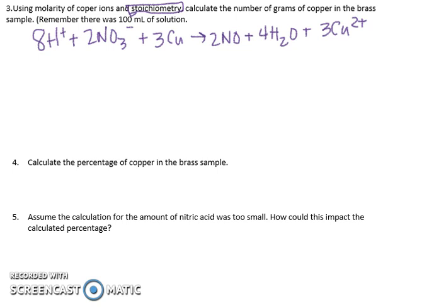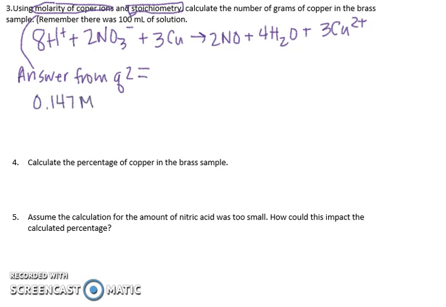It says using the molarity of copper ions. Okay, the molarity of copper ions they're talking about is your answer from question 2. So you're going to have some sort of molarity of copper ions. I'm totally going to make up a number. So let's say, for example, my molarity of copper ions that I found with my group was 0.147 M. Okay, so let's say that's what I found from the y equals mx plus b equation. That's my molarity of copper ions. That's how much copper ions are in the solution, again, based on Beer's law.